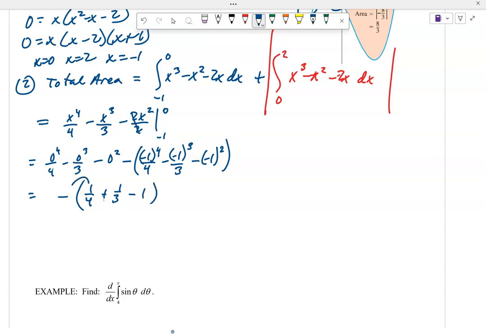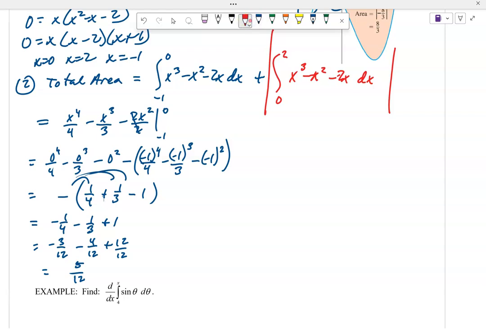Now that'll change all those signs. So I got negative 1/4 minus a third plus 1. So I got negative 3 twelfths minus 4 twelfths plus 12 twelfths. And so this ends up being, the blue part ends up being 5 twelfths. Okay, now let's do the red part over here.